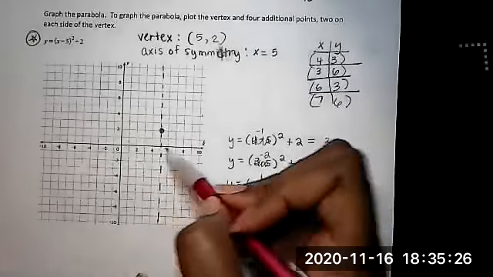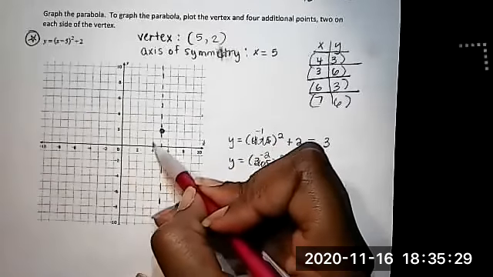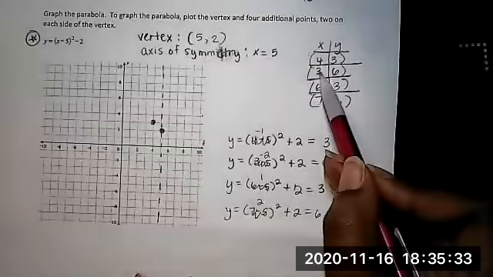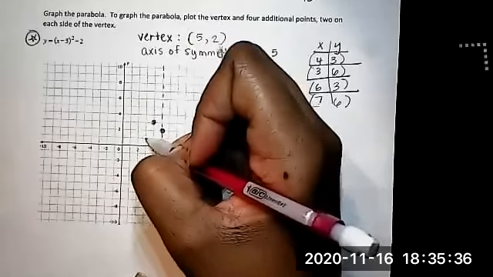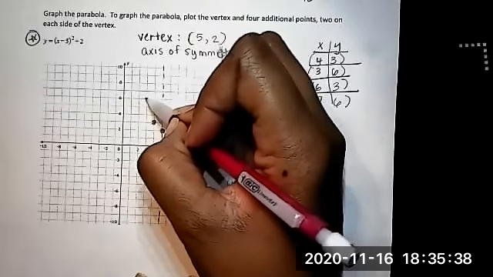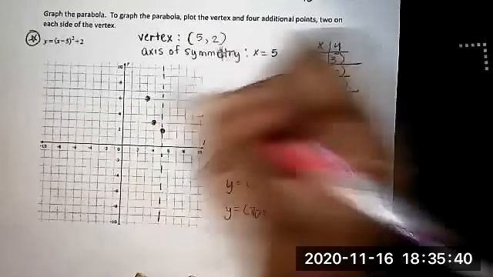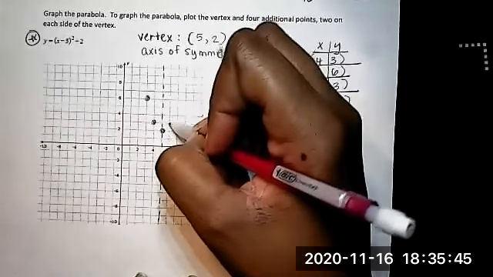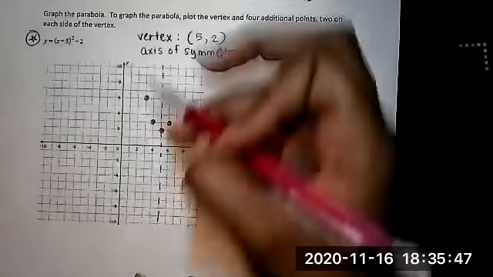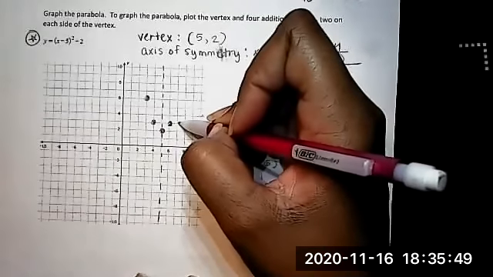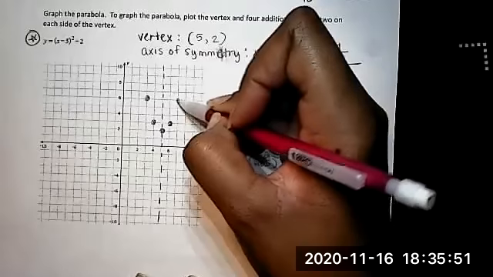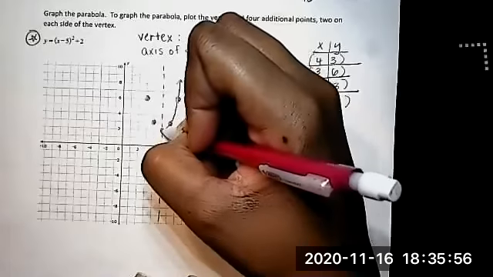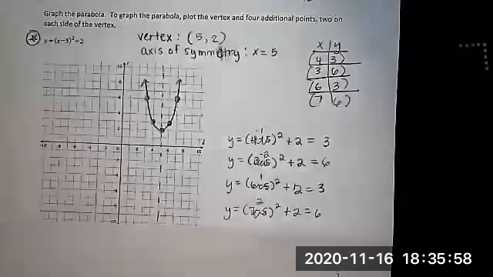So 4, 3 is to the right 4, up 1, 2, 3. Okay, 3, 6. 1, 2, 3. 1, 2, 3, 4, 5, 6. And then 6, 3, 6, and then 1, 2, 3. And then, of course, 7, 1, 2, 3, 4, 5, 6. So this is your graph, and those are the points. Okay, here you go.